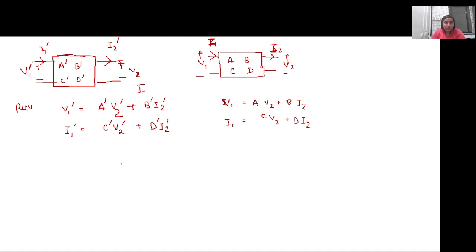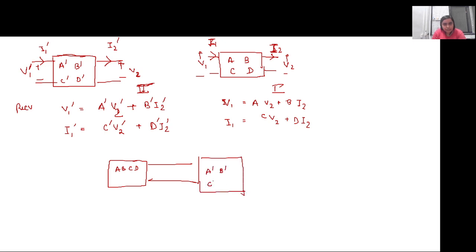Now imagine these two networks are connected in cascade. So this is network 1 with ABCD and this is network 2 with A dash, B dash, C dash, D dash. In the second network, the current that is coming out is I2 dash, and this is plus minus V2 dash, and the input to this is V1 dash and the current going in is I1 dash, right? This is the second network. For the first network, it is V1 and I1, and the current coming out is I2, and this is V2.